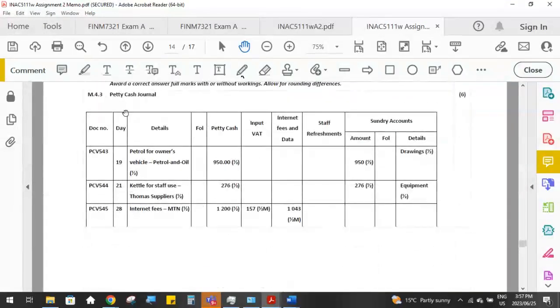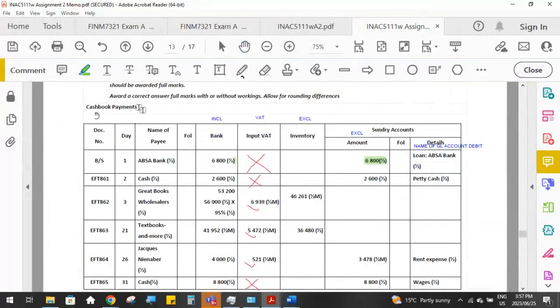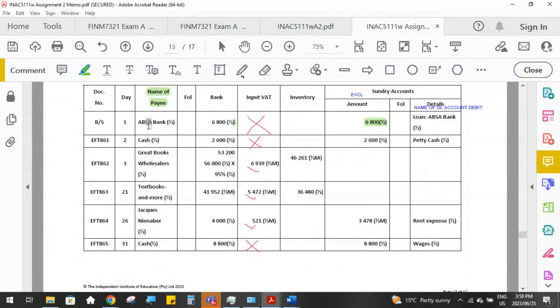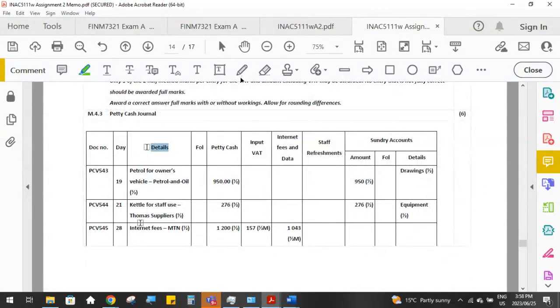And then the last one was the petty cash journal. So the difference between our cash book payments comes into this column over here, the details column. In your cash book payments, this first details column, you must write down the name of the person or company to whom you are paying the money. And if it's cash that you withdrew for something, you must write the word cash. In the petty cash journal, what goes under details is a description of what you bought.